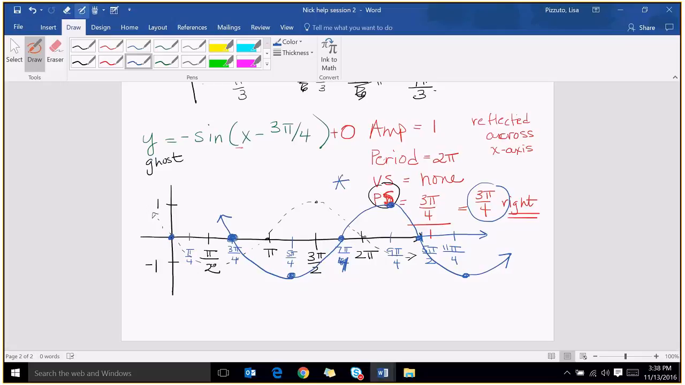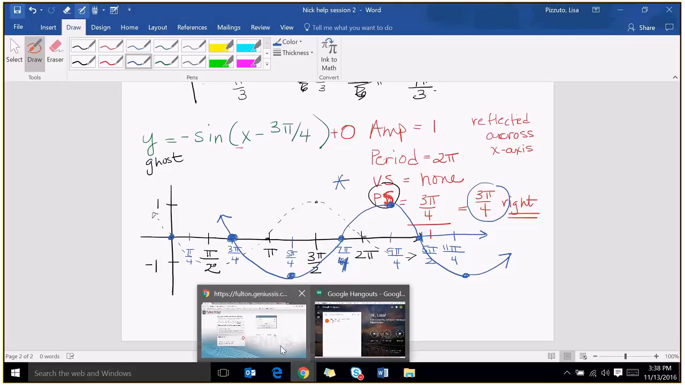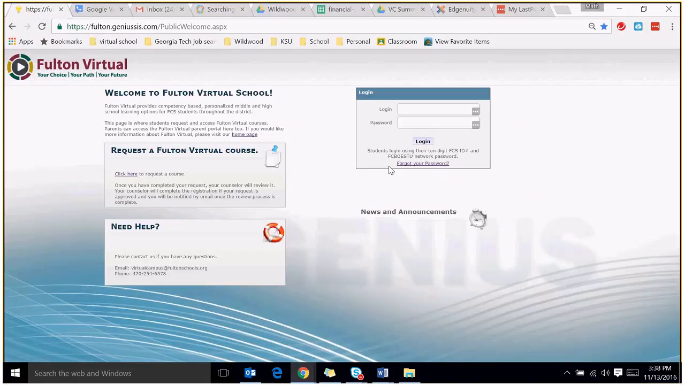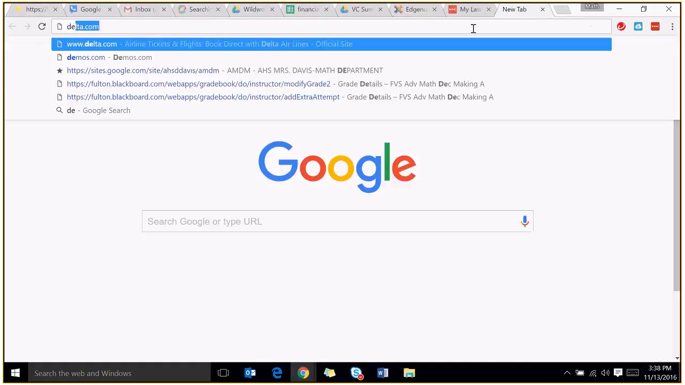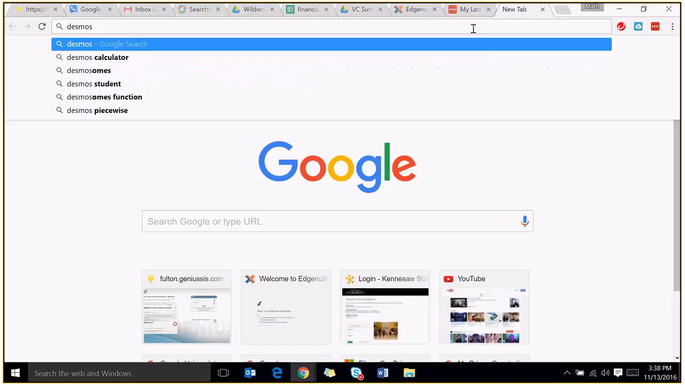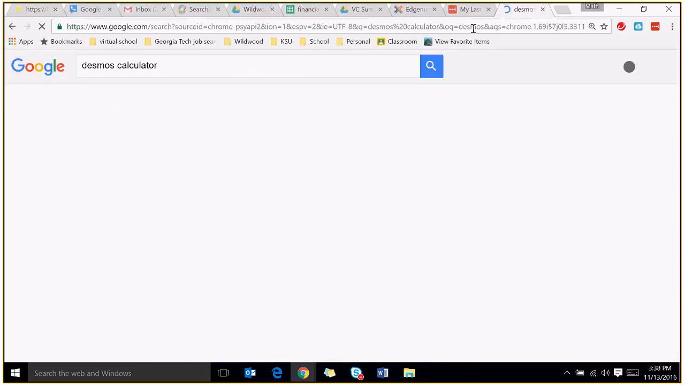All right, so let me just save this, because I'm going to open this graphing calculator that's online, called Desmos. Do you use that at all? No, I don't. Desmos is just a graphing calculator.